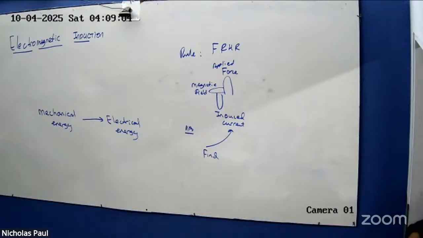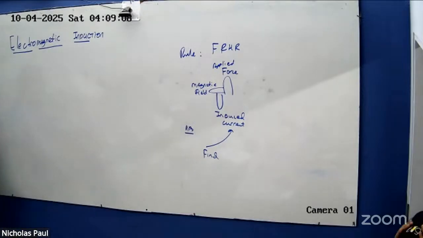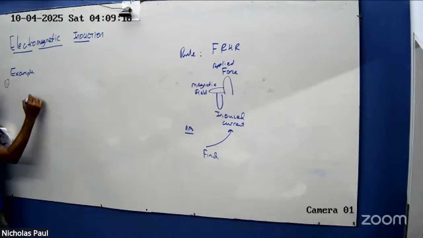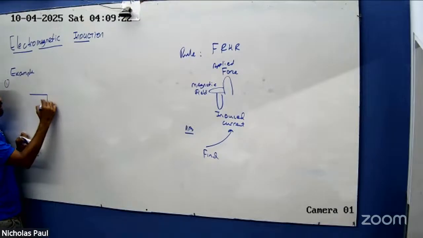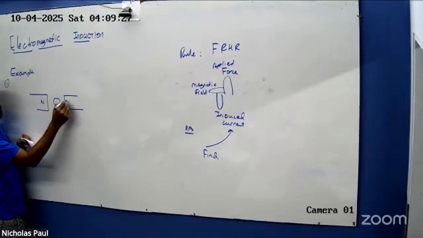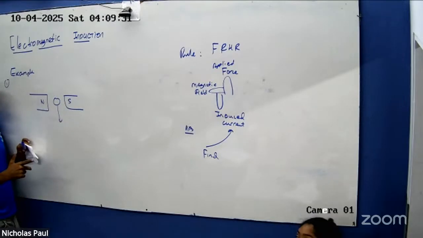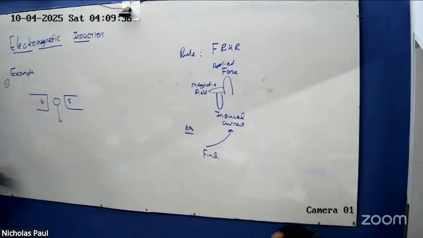All right, let's go. Example 1. Just like what we did with the left hand rule, we're going to apply it with the right hand rule. So remember, you must use the right hand rule. How do you know when to use the right hand rule? Whenever you see a force being applied and you have to find the current. So we are going to apply the right hand rule to find the current direction.